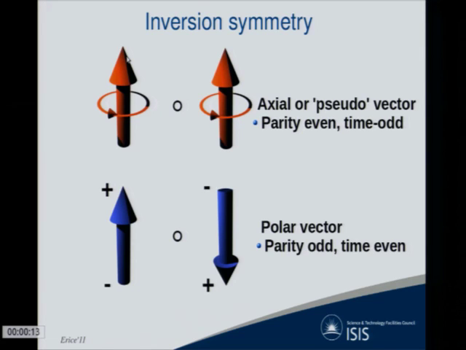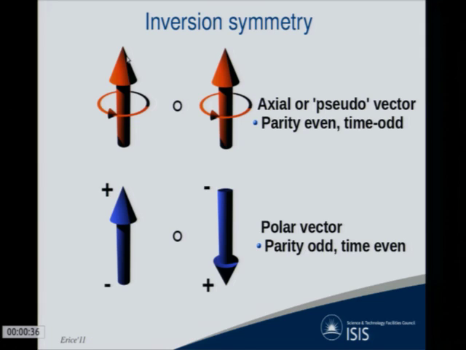So the very classical description of an orbital momentum here. For example, when you apply inversion symmetry to a normal polar vector, this quantity is parity odd and time even, which means that if you apply inversion symmetry, you reverse the polar vector. If you apply time reversal symmetry, it does nothing on a polar vector, on a structural displacement, for example.